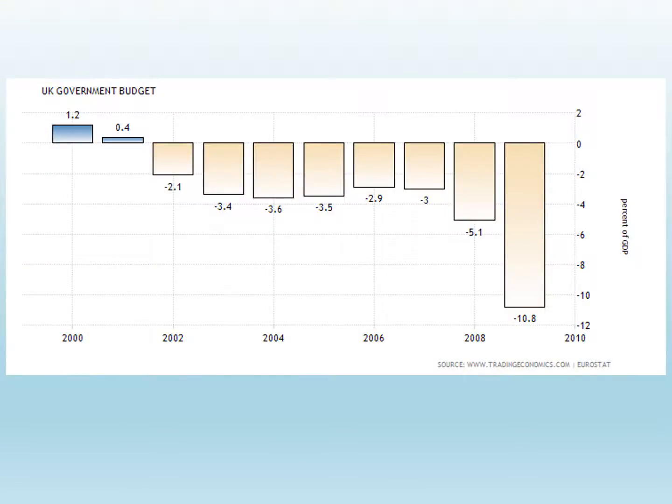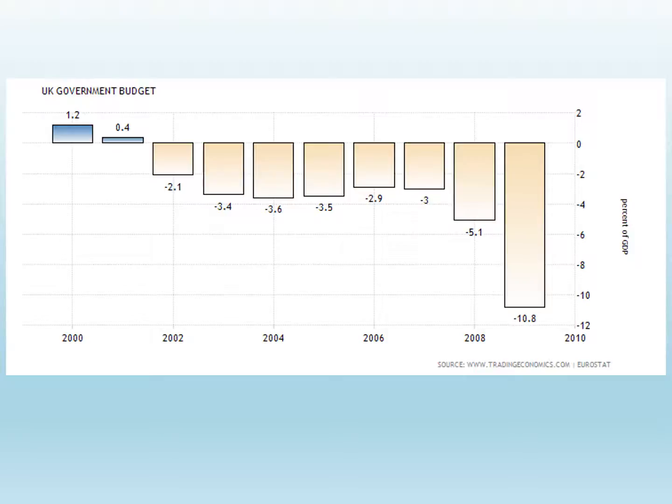And if we just look at the numbers associated with that, you can see how the budget deficit increases: from point AB, to CD, to EF. And at point EF, we have a budget deficit in the UK of approaching 11% of GDP.